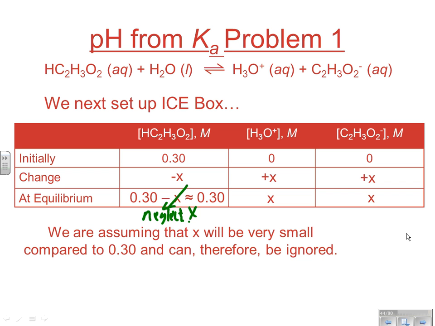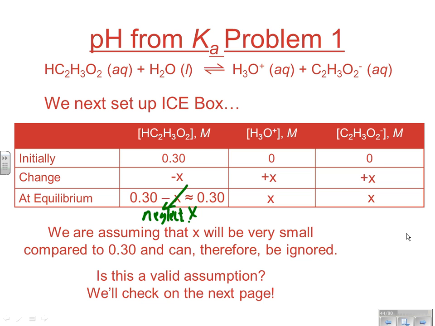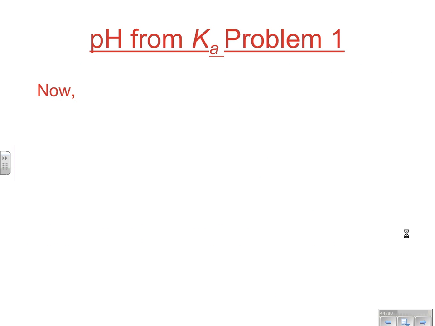You assume that it's really small, and then at the end we double check to see if that's valid, and if it was valid, we're good and we move on. So in every single case, we're going to be doing this neglect X thing. But before we move on, we double check to make sure it was a valid assumption. So what we're going to do is assume that at equilibrium, our concentration is the same as it was initially. Is it a valid assumption? Well, that's what we'll end up checking eventually. So we will check that out.